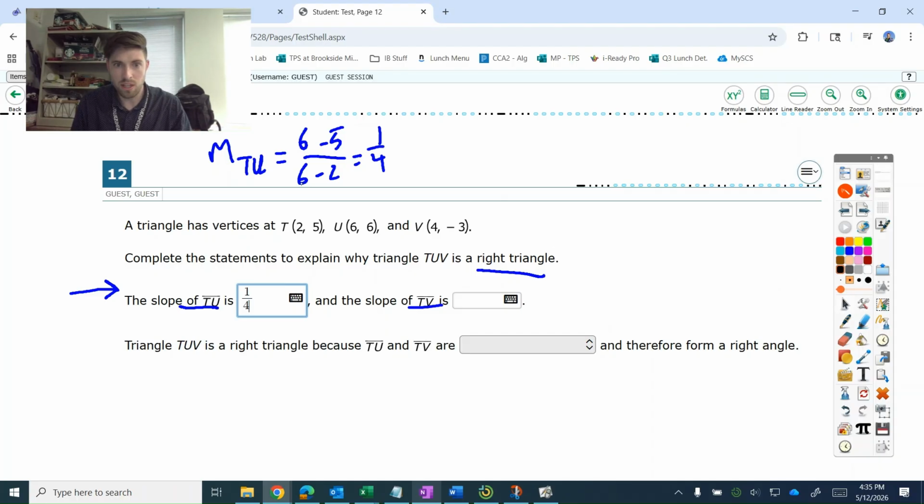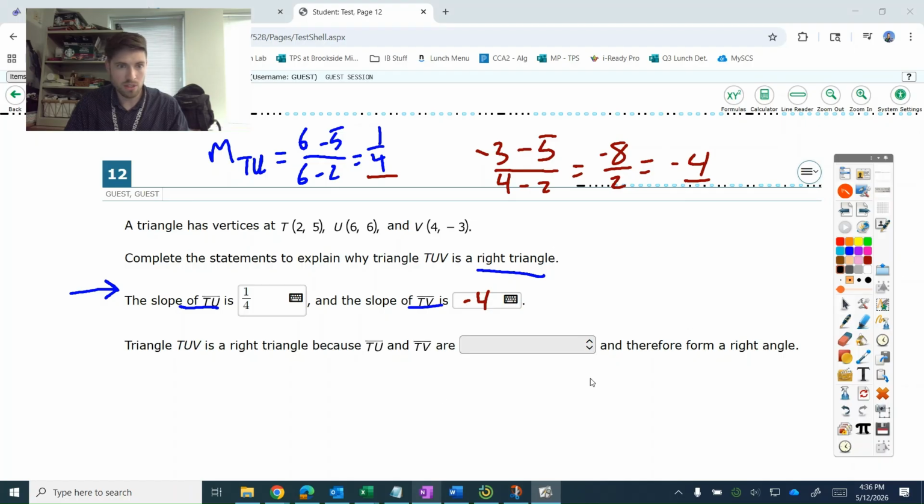The slope of TV is going to be equal to, it's TV, so I'm going to do -3 minus 5 over 4 minus 2. And that's -8 over 2, which is -4. And so these two numbers, right, -4 and 1/4, are opposite reciprocals. And therefore, triangle TUV is a right triangle because TU and TV are perpendicular, right? Because perpendicular lines form right angles. And so that's how we know that that's true.